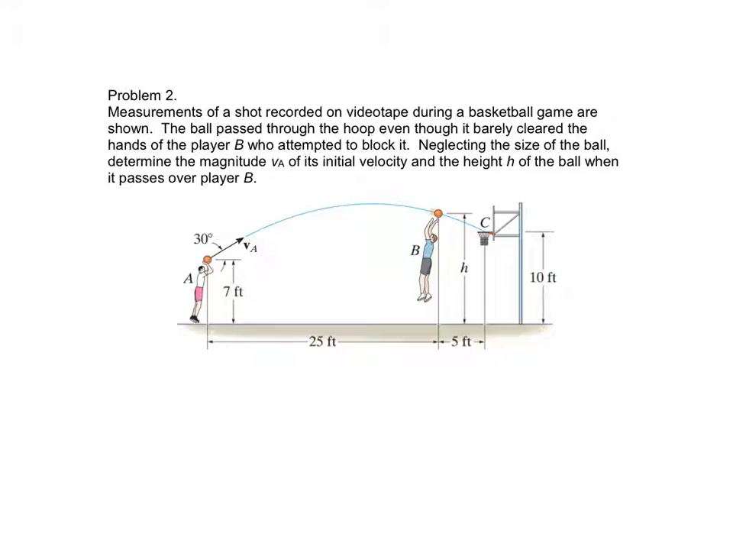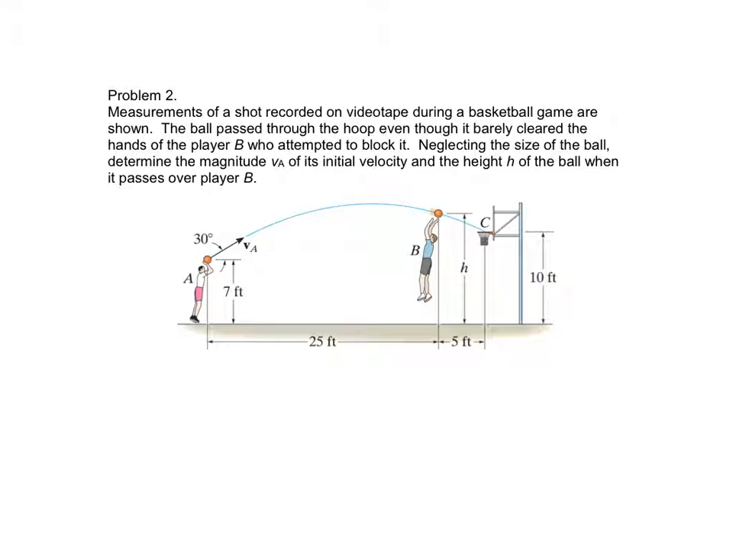The ball passes through the hoop, so it goes from A to C, even though it barely clears the hands of player B who attempted to block it. So neglecting the size of the ball, determine the magnitude of VA of its initial velocity and the height of the ball when it passes over player B.